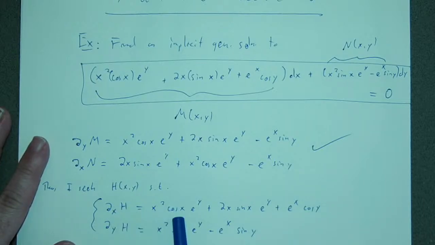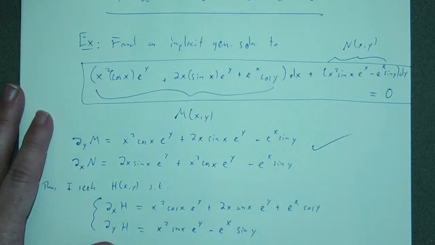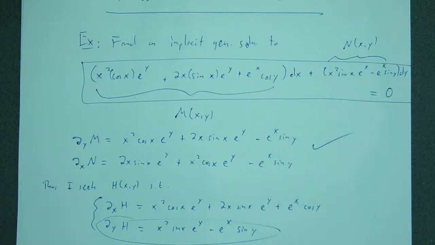I get the integral of x squared cosine x e to the y plus 2x, plus the integral of 2x sine x e to the y, plus the integral of e to the x cosine y. Those are terrible integrals to do. They can be done, of course, but it's easier to see how to integrate the second equation with respect to y, because there's no product of y's here, right? So I want to use the second equation. We'll use the first equation in a minute after we've done this integral.